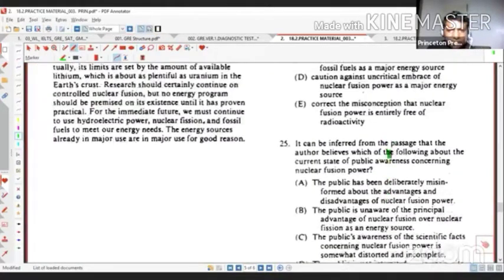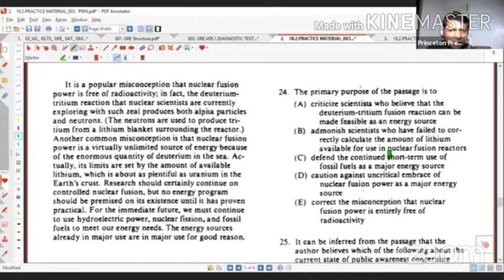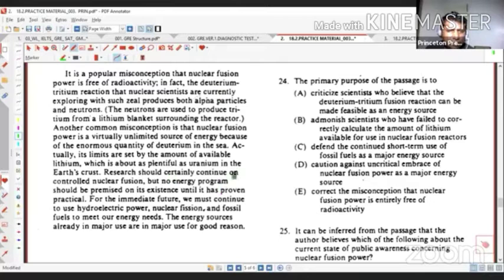Okay. So this is the first one. Can you read it out and give me the answer? The primary purpose of the passage is what? Can you read it out and tell me what could be the answer?